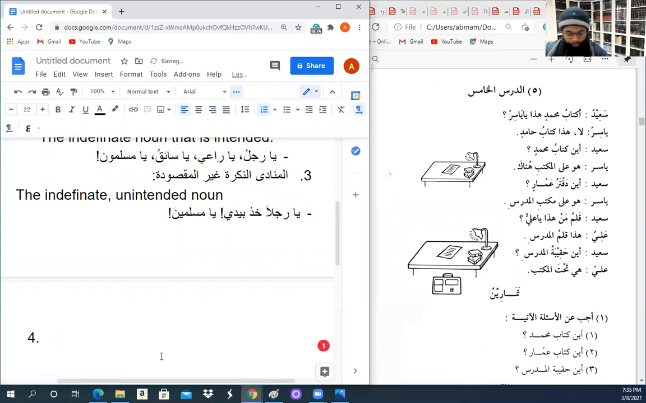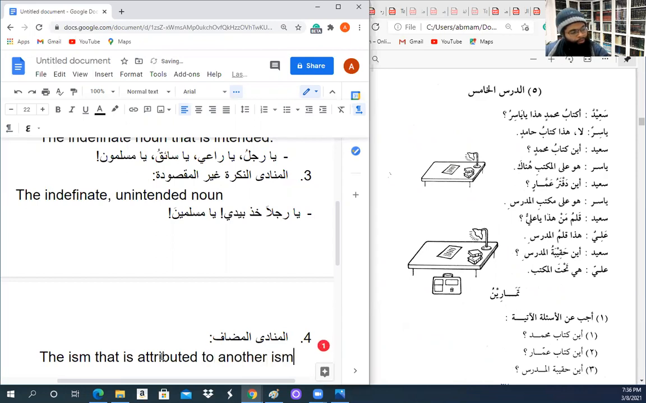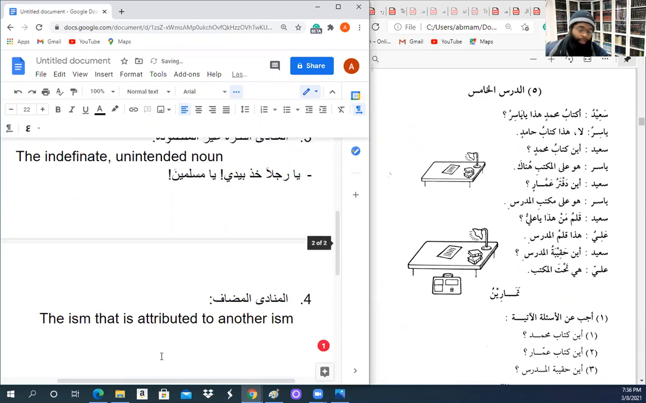The last one is المنادى المضاف. المنادى المضاف.